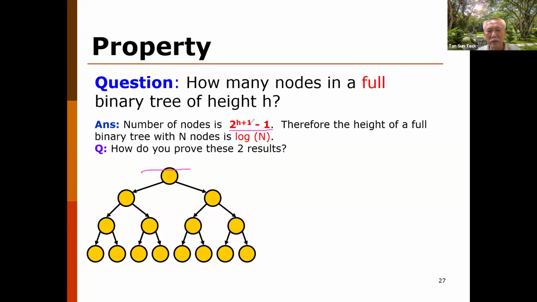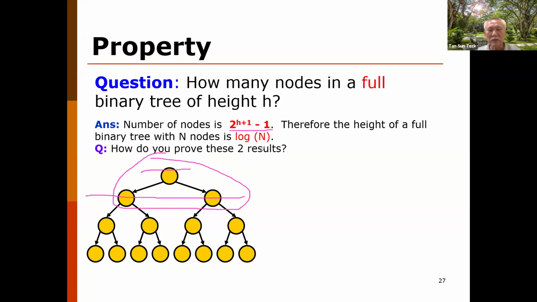2 to the power 1 is equal to 2, minus 1 gives you 1. When h is equal to 1, 1 plus 1 is equal to 2, 2 to the power of 2 is equal to 4, minus 1 gives you 3. So at level 1 or height 1, you have 3 nodes and so on.